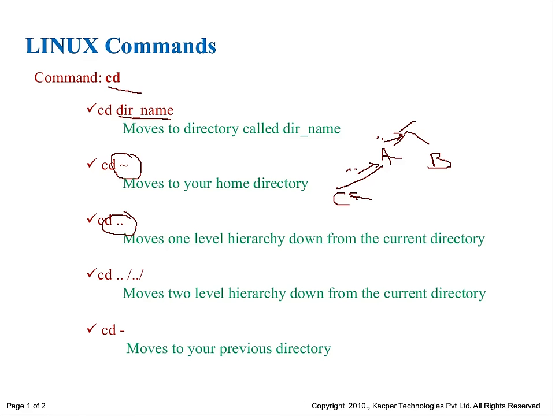And cd minus typically takes you back to wherever you came from. For example, if from c you say cd dot dot slash dot dot slash b, so now you are here, and then just say cd minus, from b it takes you immediately back to c. So that is the previous directory.